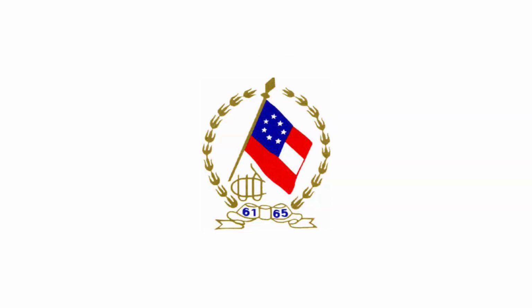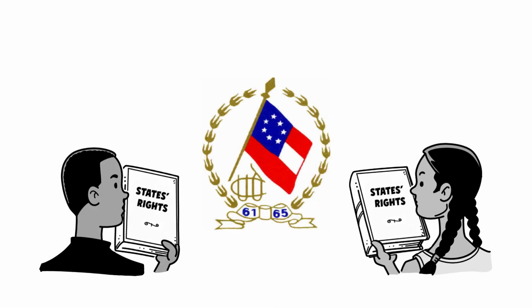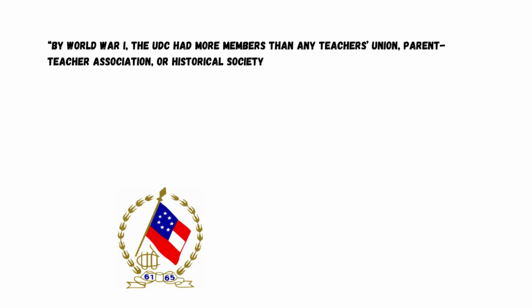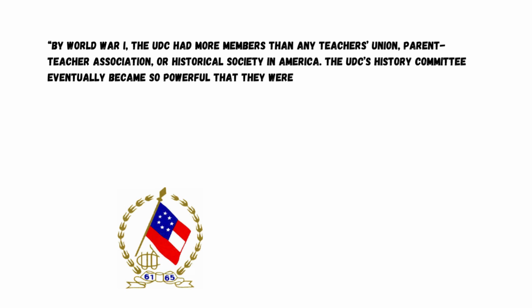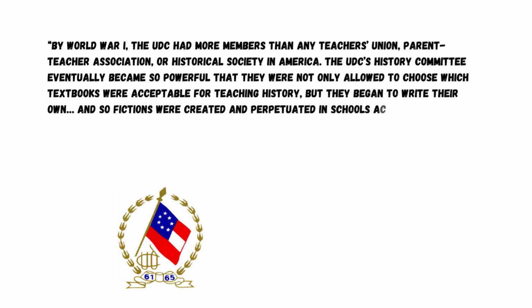No single organization influenced the way educators teach the antebellum South and the Civil War more than the United Daughters of the Confederacy. By World War I, they had more members than any teachers' union, parent-teacher association, or historical society in America. Their history committee eventually became so powerful that they were not only allowed to choose which textbooks were acceptable for teaching history, but they began to write their own. And so fictions were created and perpetuated in schools across the country.